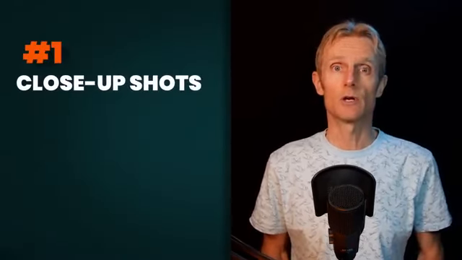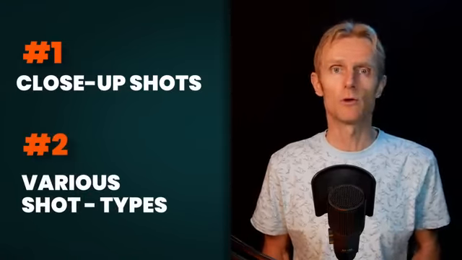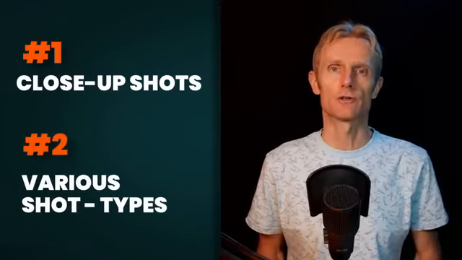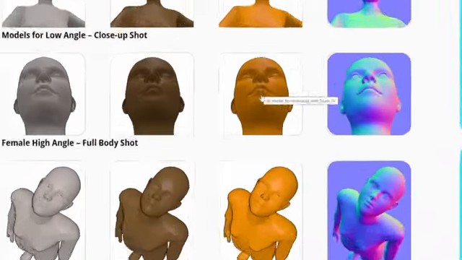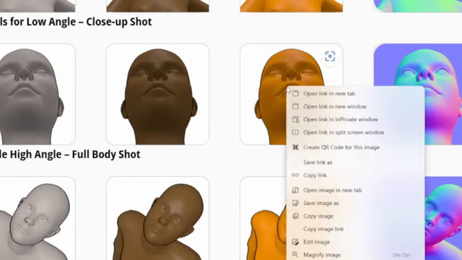There are two main methods to use or export a 3D model. The first method works best for close-up shots, while the second offers even more control and is ideal for various other shot types. So let's start with the first method. So for the low angle close-up shot, I'm going to use this image. Right click on it and save the image as.